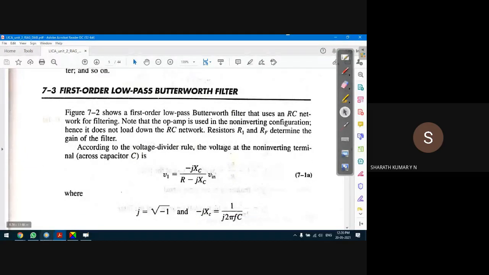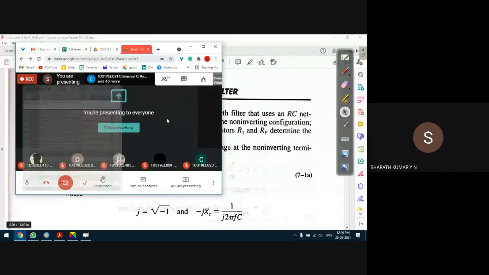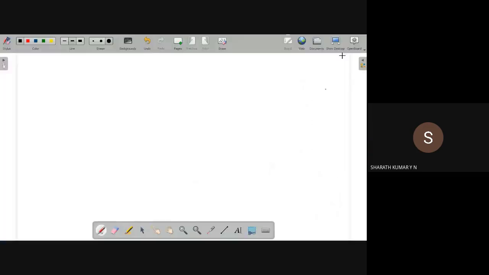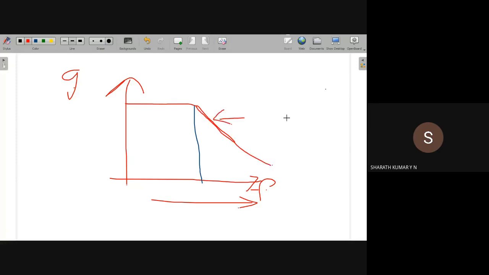So let us start with the first order filter. The order of the filter, as we have discussed in the last class, guys: this is the frequency, and this is the gain. As the frequency increases, the gain starts reducing. Ideally, it's supposed to be like this, but it doesn't happen like that. It reduces gradually. The rate at which the gain reduces determines the order of the filter.